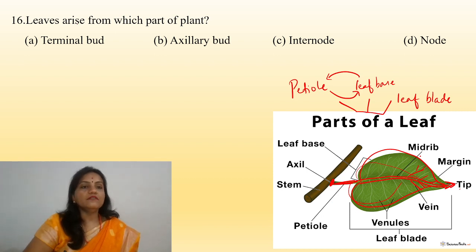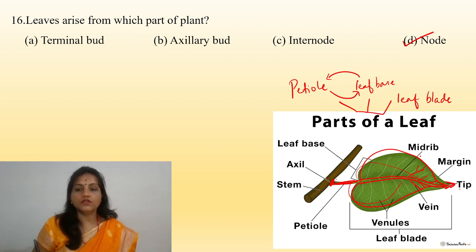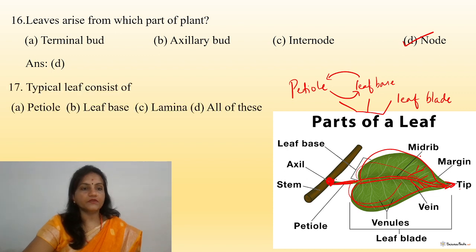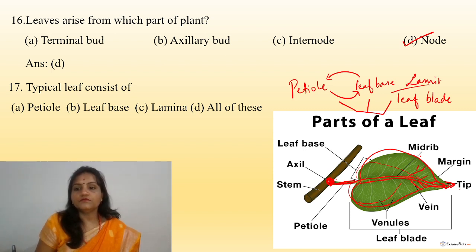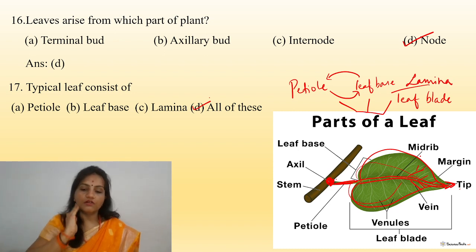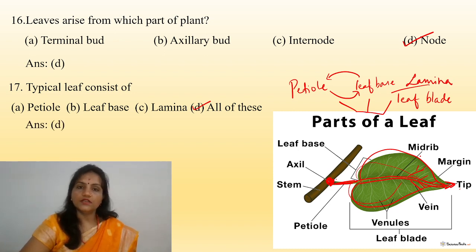Right. So leaves arise from which part of the plant? It arises from the node. So the leaf arises from the nodal region. A typical leaf consists of, as you can see here, I have already mentioned, a petiole, leaf base, then lamina. The leaf blade can also be called lamina. So it has all of this. Answer B, all of this.